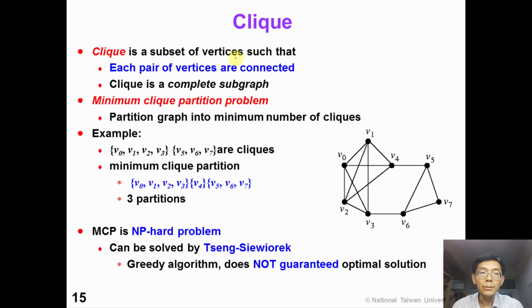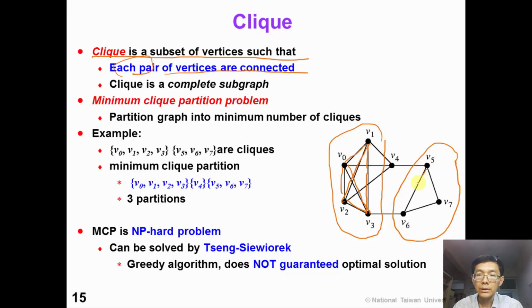Now the problem becomes a minimum clique partitioning problem. A clique is a subset of vertices such that each pair of vertices in this subset are connected. So a clique is a complete subgraph. For example, in this graph, V0, V1, V2, V3 is a clique because there is an edge between every pair of vertices in the clique. Also, V5, V6, and V7 is another clique.